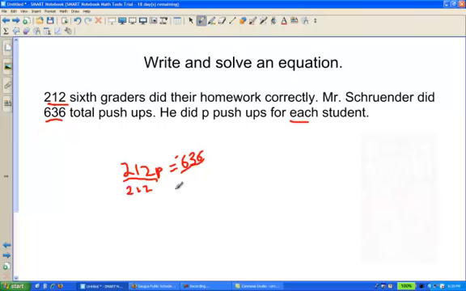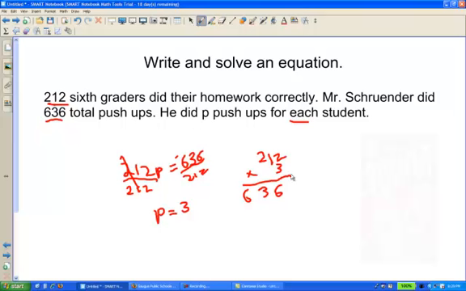And don't get alarmed just because they're 3-digit numbers. Something's going to work out here. 200 times 3 is 600, so I'm going to try that first. 212 times 3. Let's try that out. 2 times 3 is 6. 1 times 3 is 3. 2 times 3 is 6. So that's the one we need. So P would equal 3 in this case. 636 divided by 212 is what we're left with. So P equals 3, I did 3 push-ups for each student.